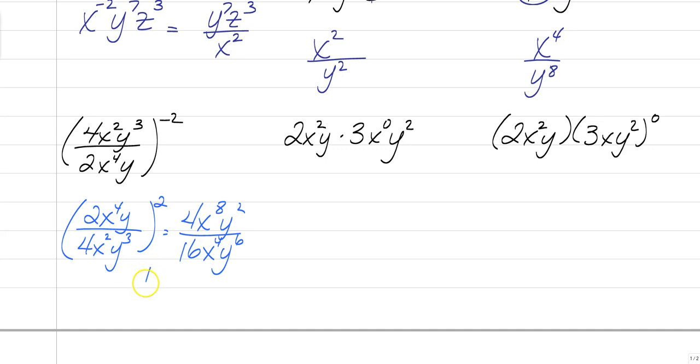So 4 over 16 is 1/4. x to the 8 on top, x to the 4th on the bottom, so we have x to the 4th on top. We have y squared on top, y to the 6th on the bottom, so that's y to the 4th on the bottom.